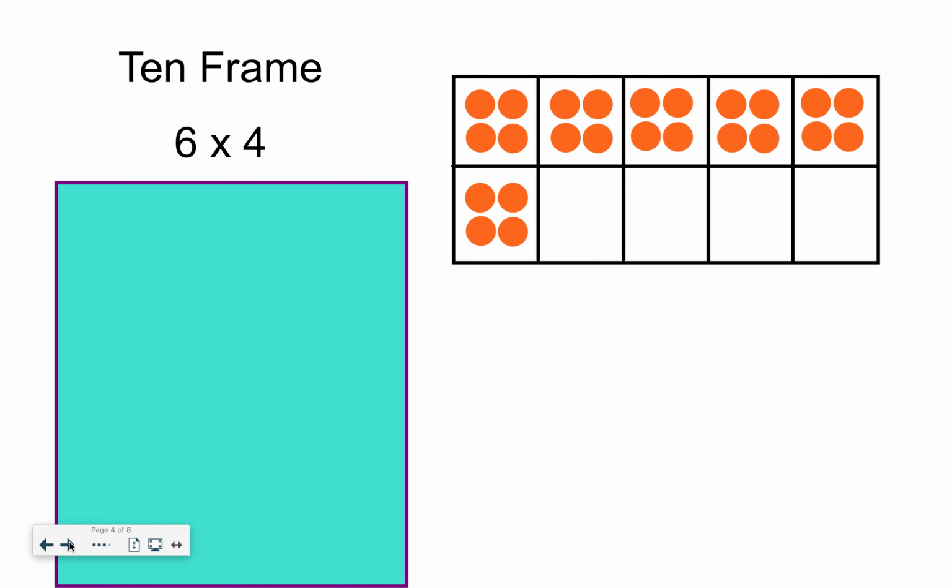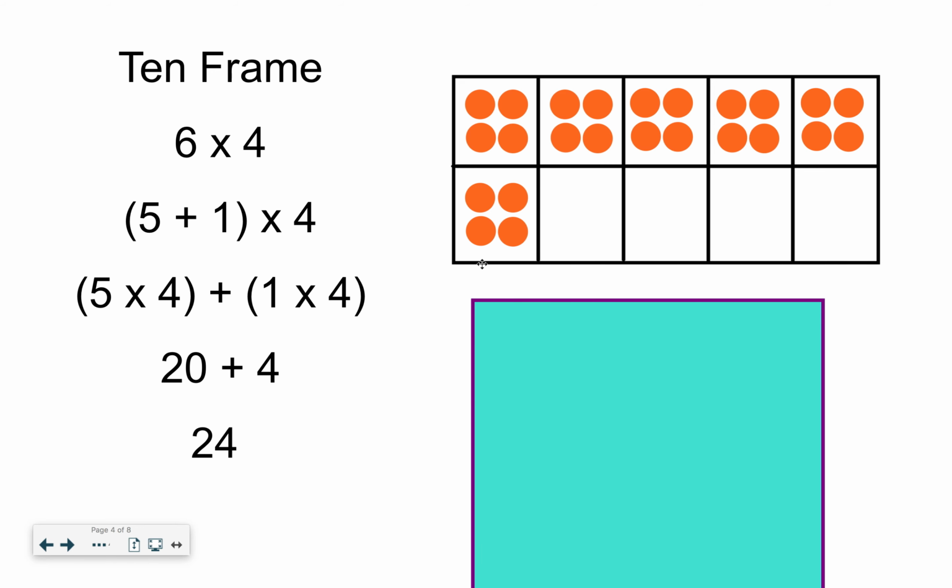Here's another model showing those two strategies. In this model, this is a 10 frame, and I can see the 6 groups of 4, but I can also easily see that that is 5 groups of 4 and one more group of 4. Well, 5 groups of 4 is 20, and then one more group of 4 is 4. 20 plus 4 is 24.